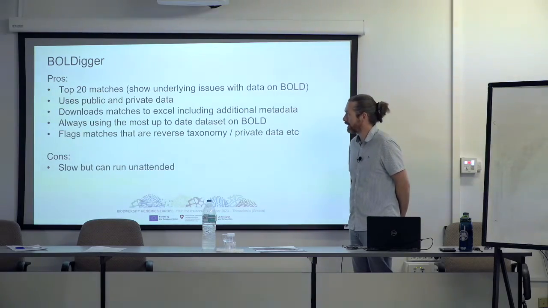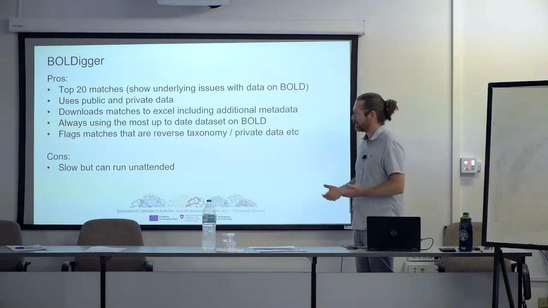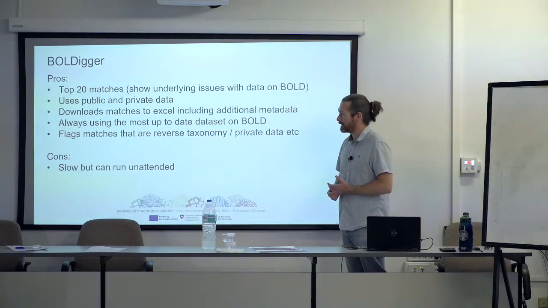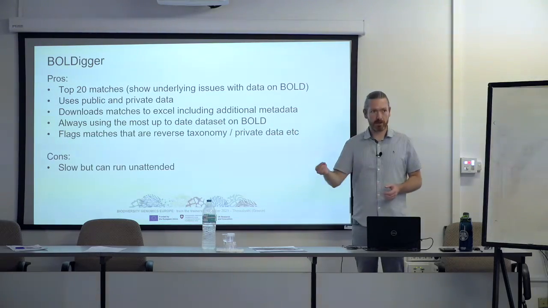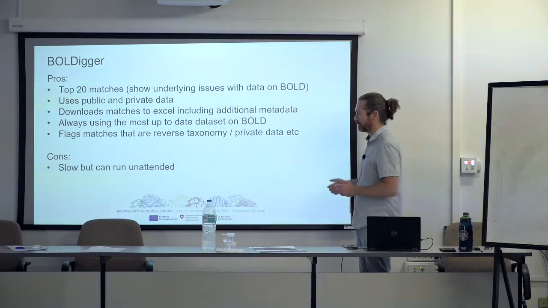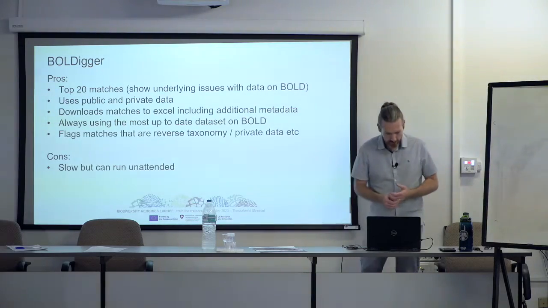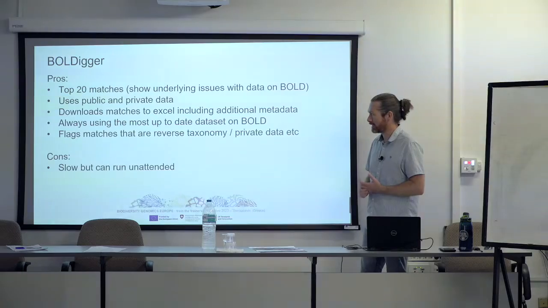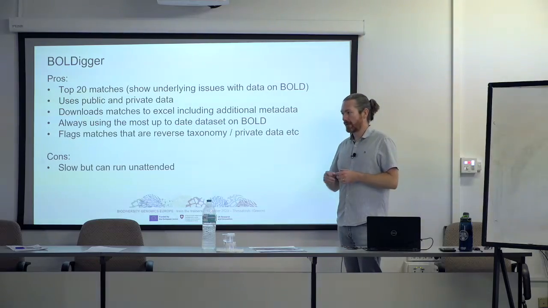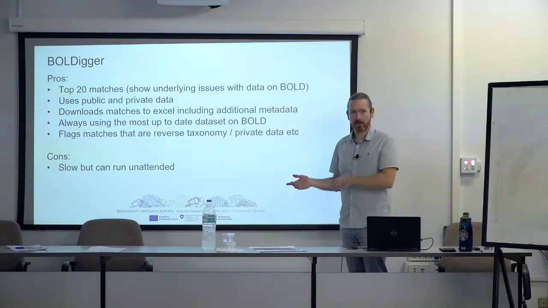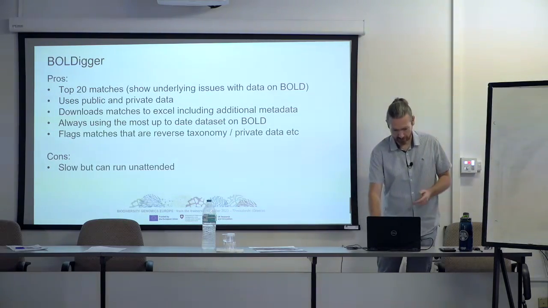Everything gets downloaded in a really clever Excel spreadsheet. It's always using Bold, so it's using the most up-to-date data. And it flags matches, as I just mentioned, that are on reverse taxonomy if it's just matching to private data, all those. It's got a whole set of flags that come with it. It is slow. I've got it running at the moment. It won't be finished yet, so maybe at lunchtime it'll be finished on our current data set that we've got here. But you can run it unattended, and if it crashes halfway through, you can restart it where it left off. So yeah, and it has a command line version as well.